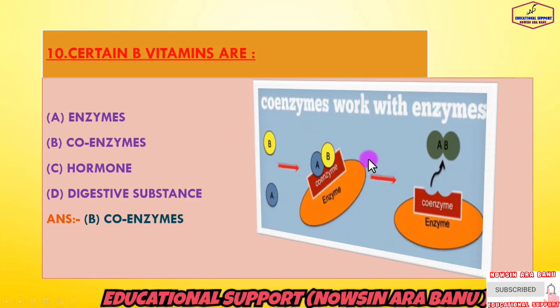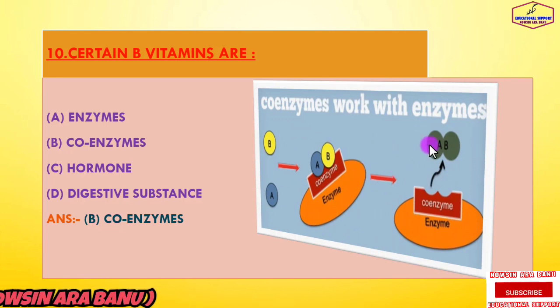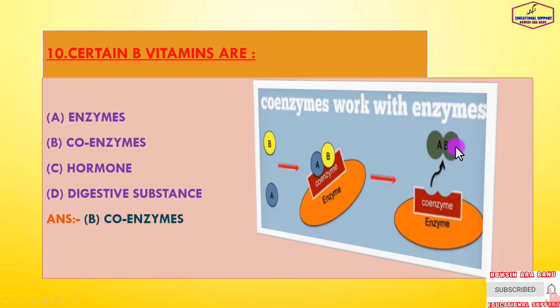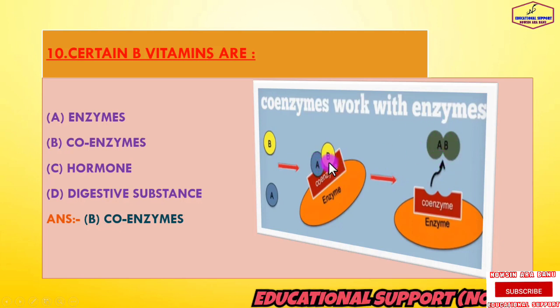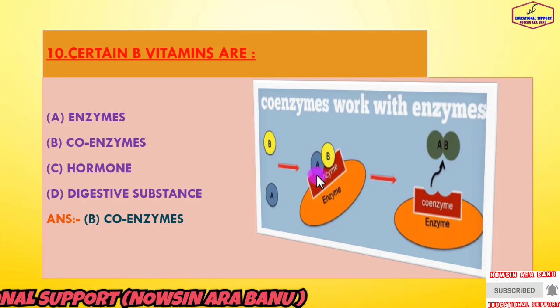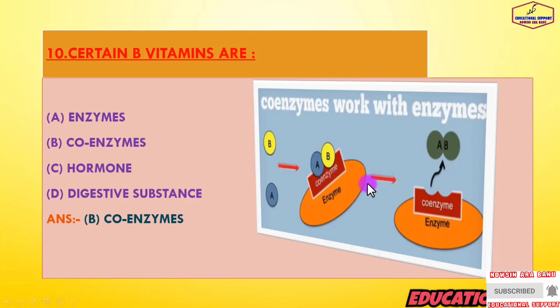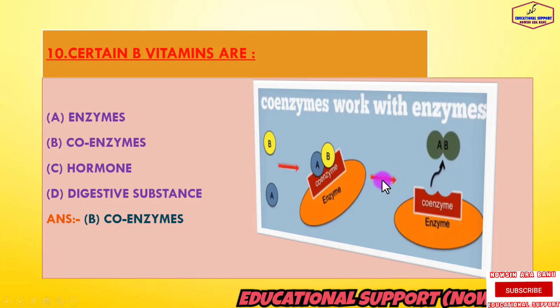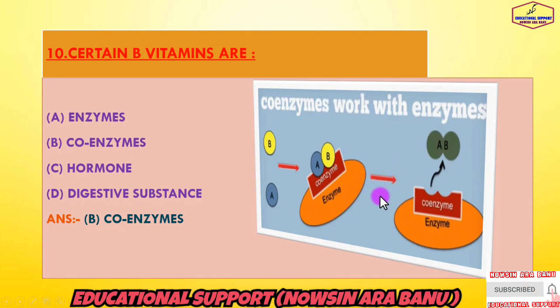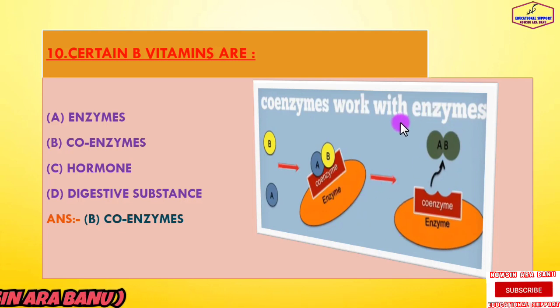Because B vitamins are a class of water-soluble vitamins that play important roles in cell metabolism, and each B vitamin is either a cofactor for key metabolic processes or is a precursor needed to make one. So all of the water-soluble vitamins and 2 of the fat-soluble vitamins, A and K, function as cofactors or coenzymes.